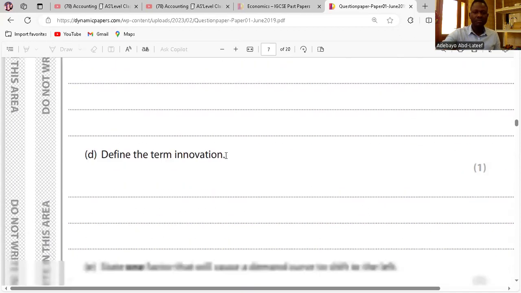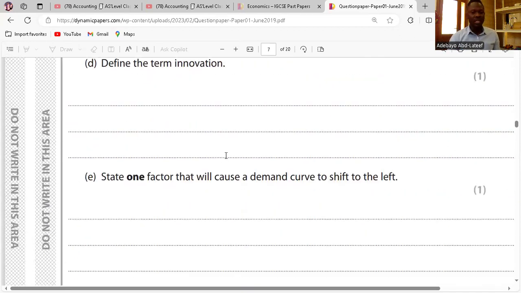Clear? We'll go to the next question, D. Define the term innovation. Innovation simply means creating a new product or service from an idea. Clear? Clear. We move on.